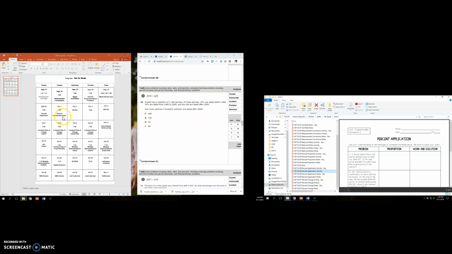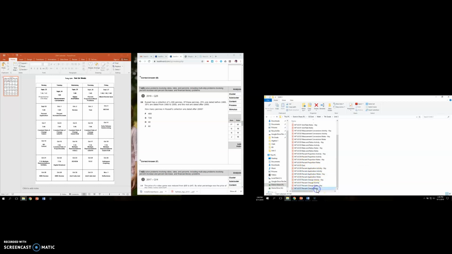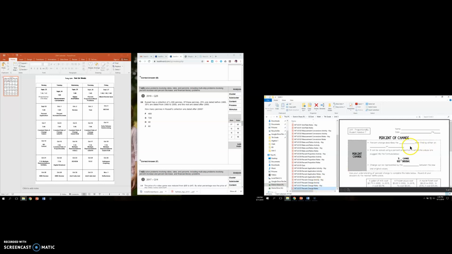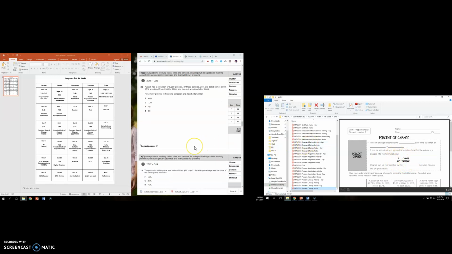All right, our last instructional day of this unit is talking about percent increase and percent decrease. Percent change is a lot of times another way they say it. This one is different because you just don't get to plug in numbers to your proportion. You're going to have to do some math prior to that.